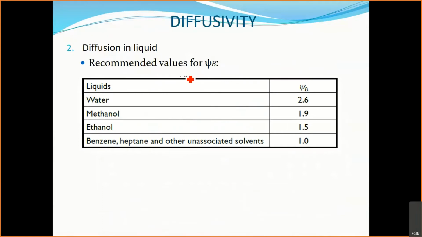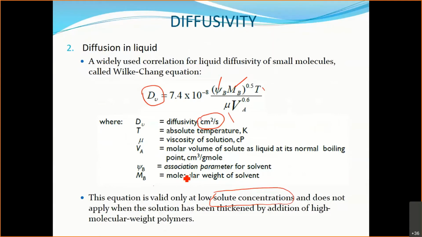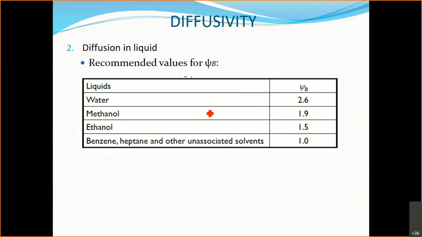And these are some of the values of our association parameter. So if you have water, the value is fixed at 2.6. If you have methanol, the value is fixed at 1.9. If you have ethanol, it is fixed at 1.5. And if you have a solvent like benzene, heptane, and other unassociated solvent, you can just use the value of 1. So this value is a constant value.